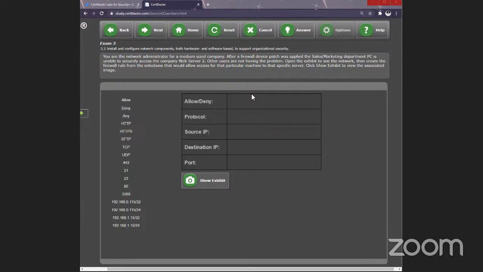Okay. So first of all, before we look at the exhibit, what do they want us to do? They want us to create a firewall rule that would allow access for that particular machine to that particular server. So what particular machine and what particular server are we talking about? We are talking about the sales and marketing PC to web server 2.